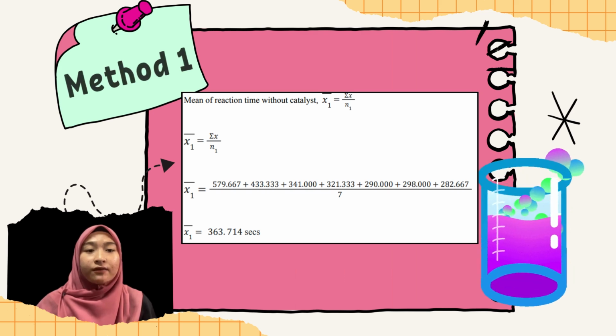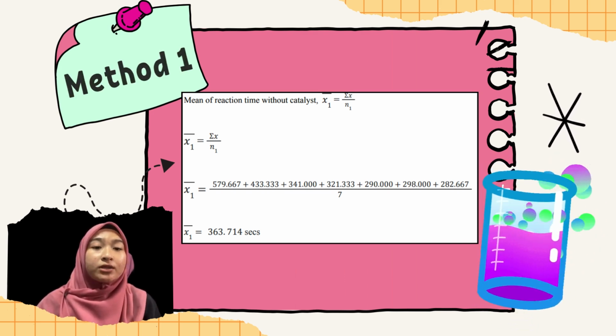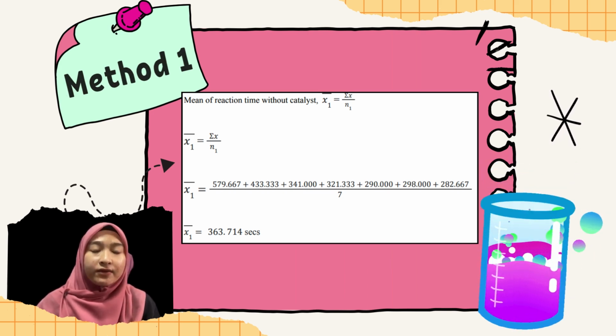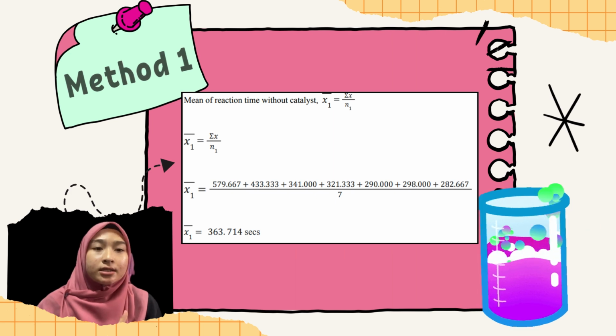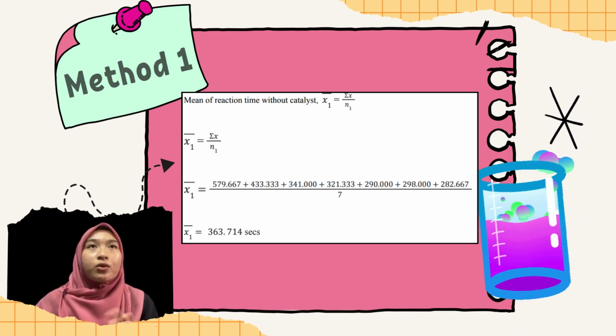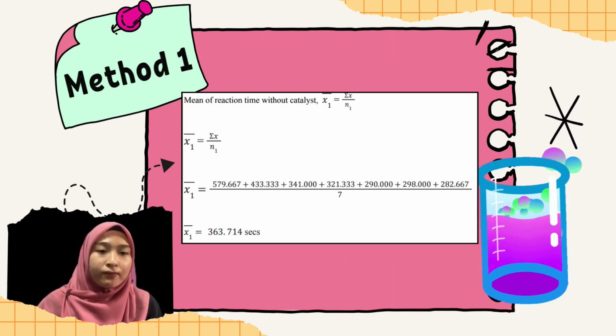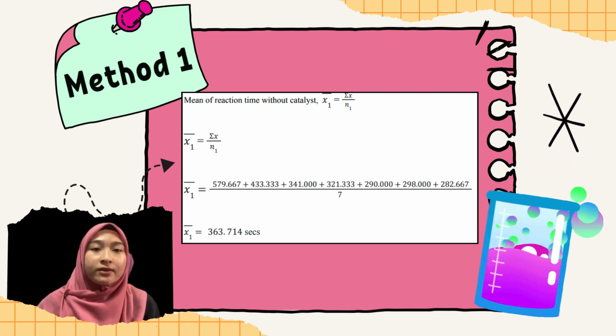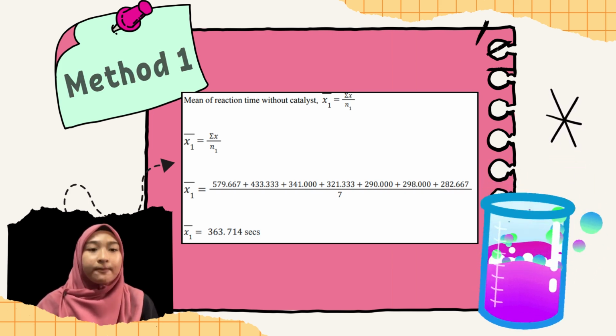And we will get, for mean 1, 363.714. Mean 2, we will get 58.610. And variance 1 with 11685.880. And variance 2 with 781.557.